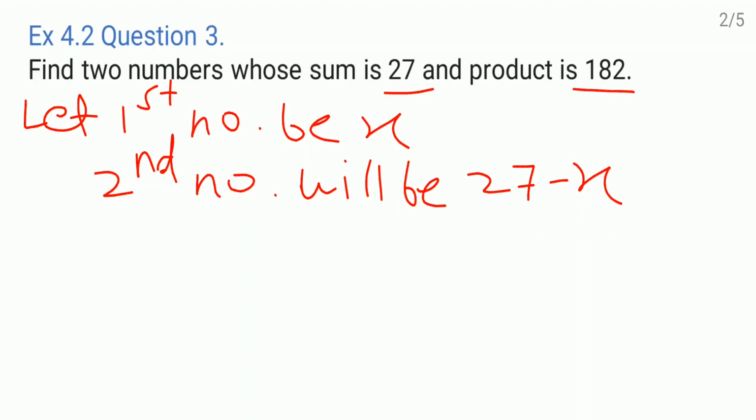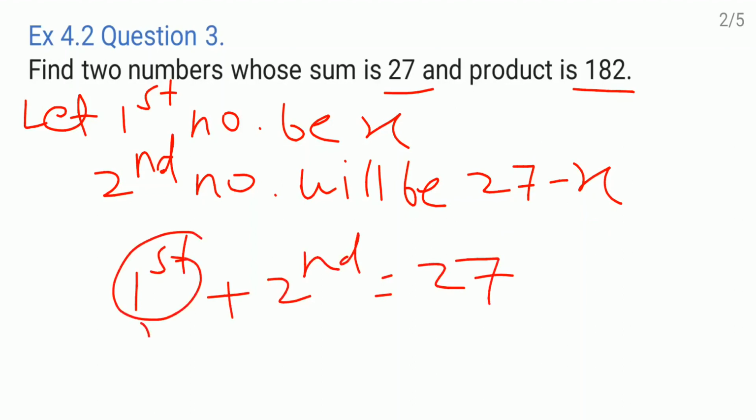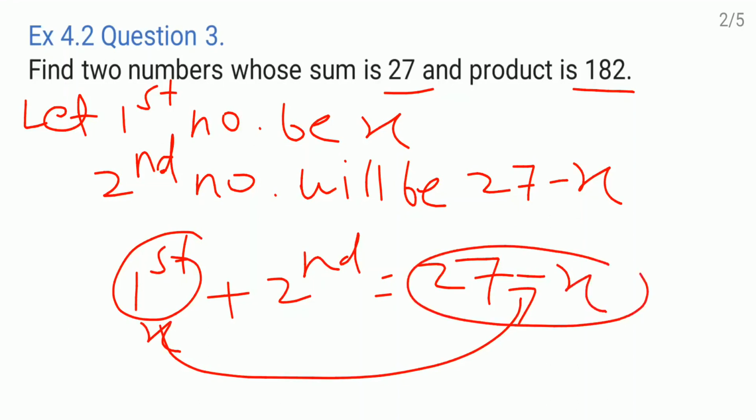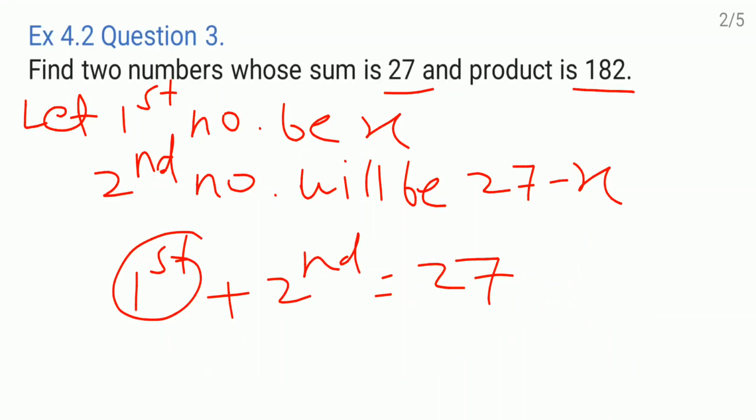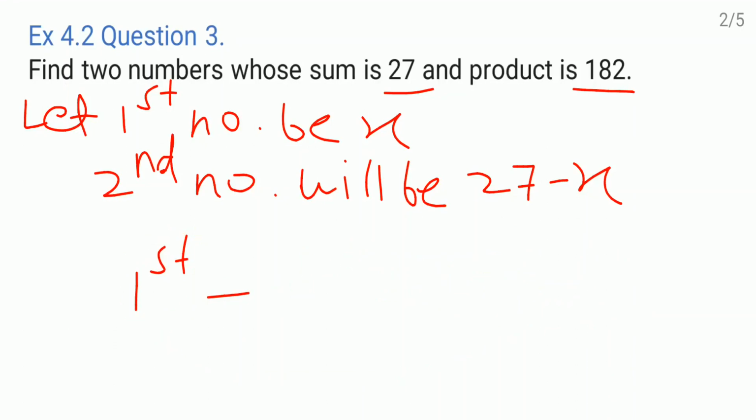Just see this one. First number plus the second number is equal to 27. If the first number is x, it will go this side and get subtracted. So the second number becomes 27 minus x, right? So this way we are getting two numbers, first and second number.